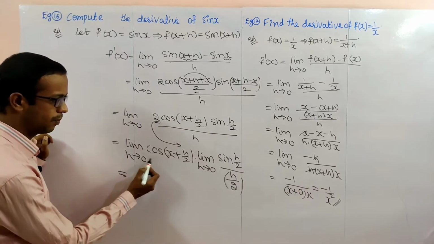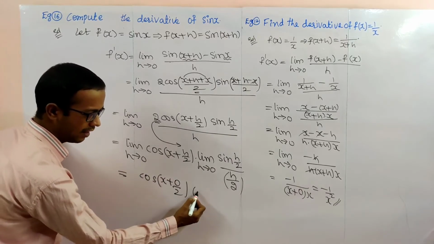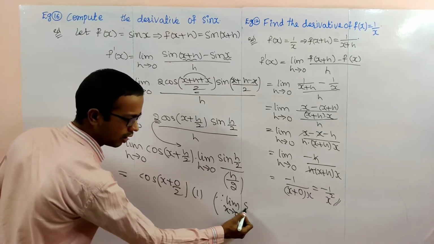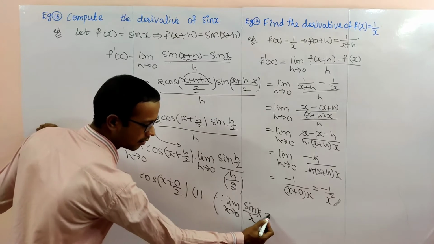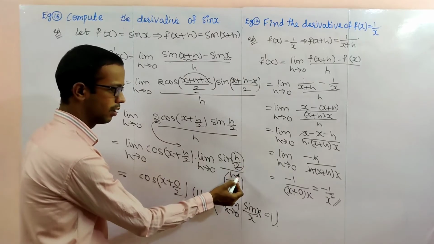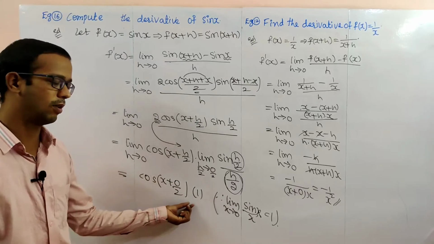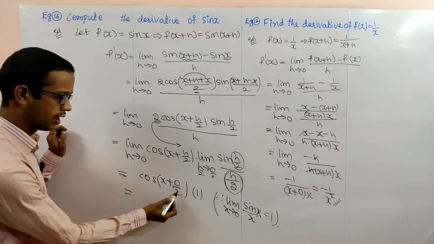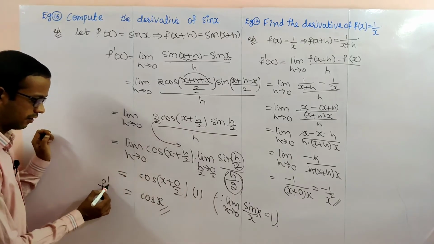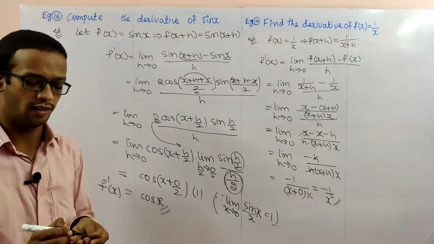So now substitute h equal to 0: cos of x plus 0 by 2. The other value is 1. Why? Because we have the formula in limits: limit x tends to 0, sin x by x is equal to 1. So here you observe, here h by 2 and here also h by 2, and we can write divided by 2 and divided by 2, so in total it will become 1. So 0 by 2 is 0, cos of x plus 0 is cos x. So the derivative of sin x is cos x.